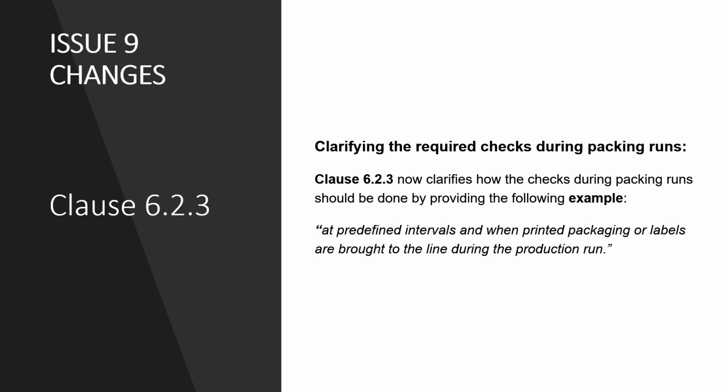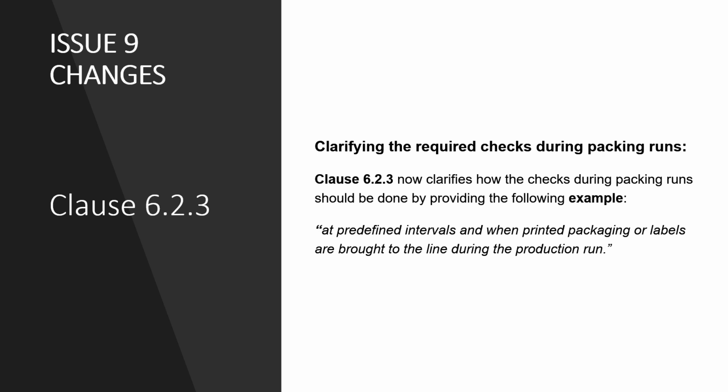Under clause 6.2.3, there is no change, except that we have been provided an example of how the checks during the packing run should be done. So for example, as provided by the standard, at predefined intervals and when printed packaging or labels are brought to the line during the production run. So those are the checks that must be done so that it gives a better clarity, or they have given a better clarity on how the checks during the packing run can be done.